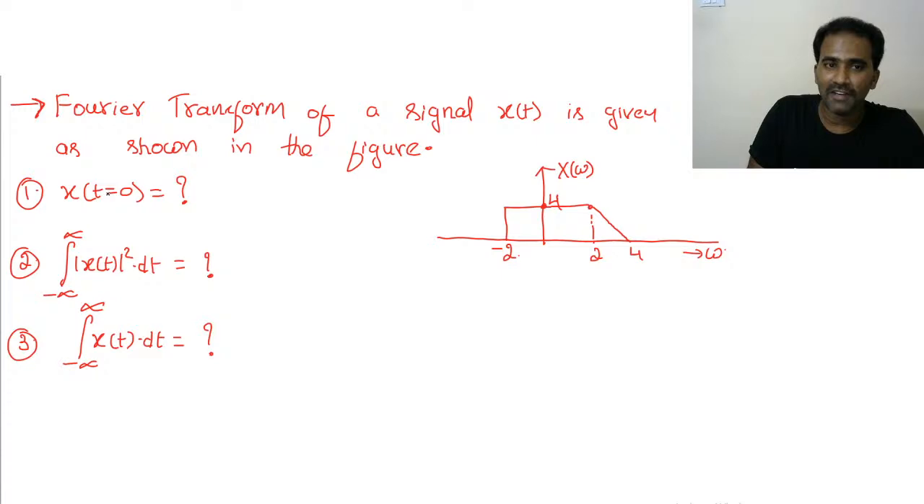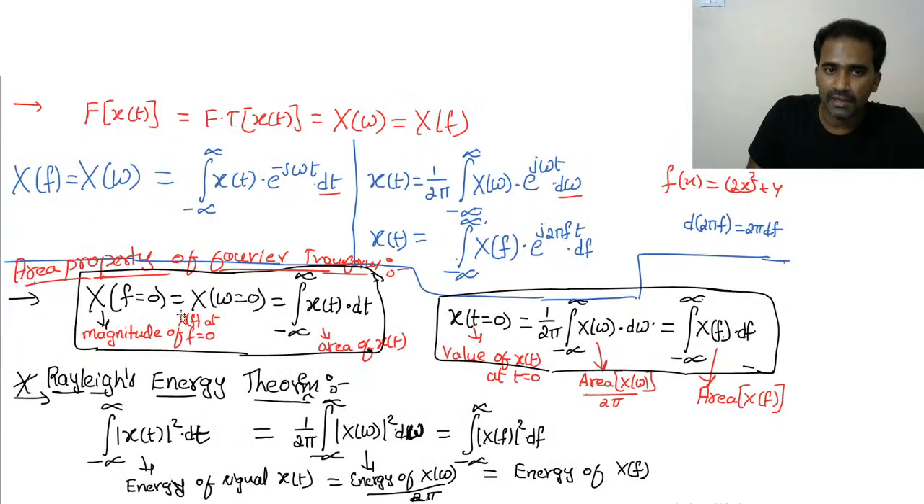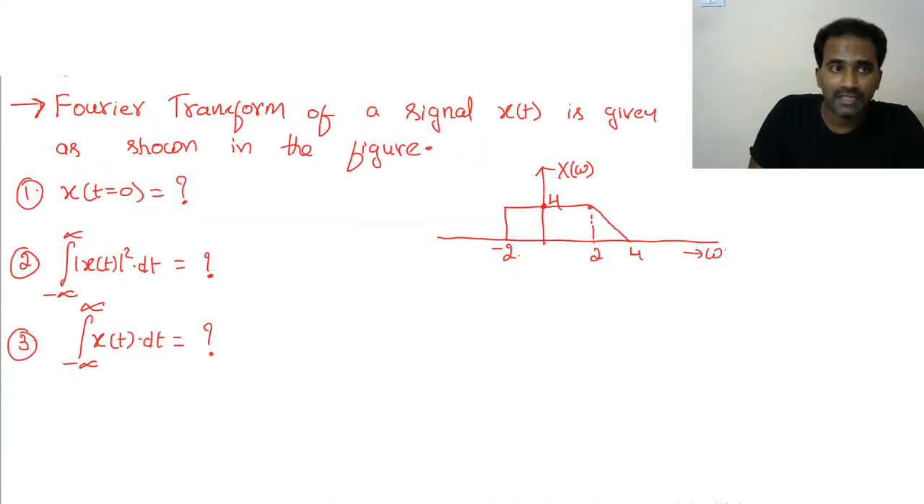So how do you find the value at t equal to 0 from the other domain? We can use the property, right? Area property. What is area property? At t equal to 0, the value is the same as the area in the frequency domain. If you're dealing in terms of f, it is just simply the area. If you're dealing in terms of omega, first find the area and then divide it by 2 pi. So x of t at t equal to 0, using x of omega, is 1 by 2 pi times the integration from minus infinity to plus infinity of x of omega d omega.